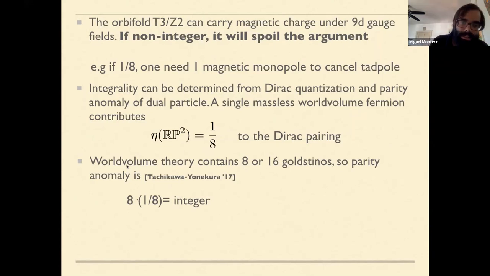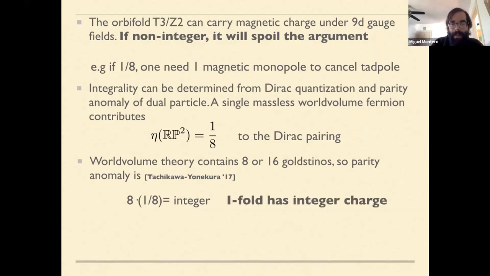But in practice, this doesn't happen because of supersymmetry. We are looking at a theory with 16 supercharges. So the worldvolume of the electrically charged particle will contain 8 or 16 Goldstinos. So taking all of this into account, the contribution of these is just 8 or 16 times 1/8, which means it's an integer. So in the end, running the Dirac quantization argument carefully tells you that the Eiffel has an integer charge. Okay? And therefore, this kind of loophole cannot happen.